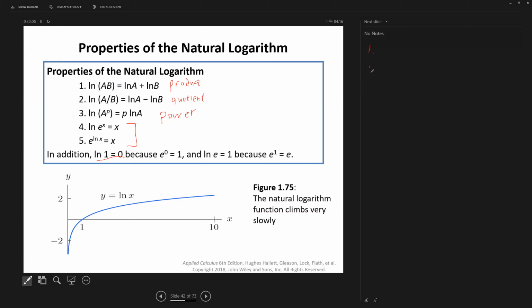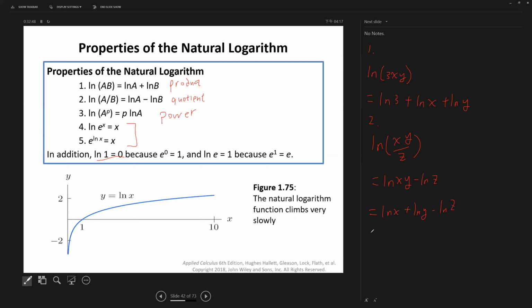So the first one, let's say ln of 3xy can be written as ln of 3 plus ln of x plus ln of y, and vice versa. You can go forward or you can go backward. Second, if we have ln of xy over z, notice here, I can write this as ln xy minus ln z. Furthermore, I can split this ln of xy using the product rule. So I can write this as ln x plus ln y minus ln z.